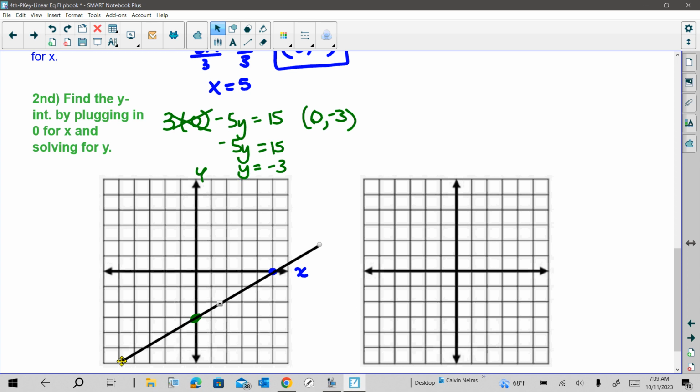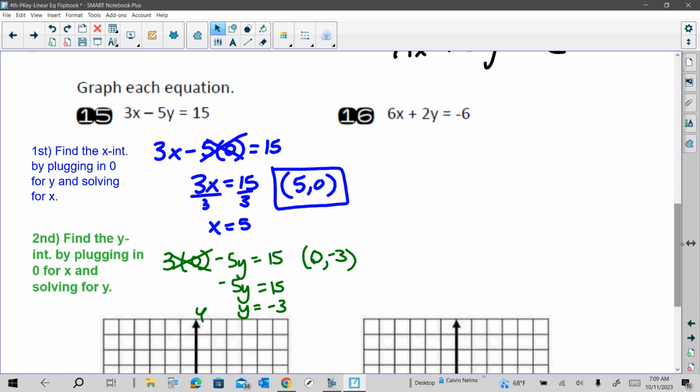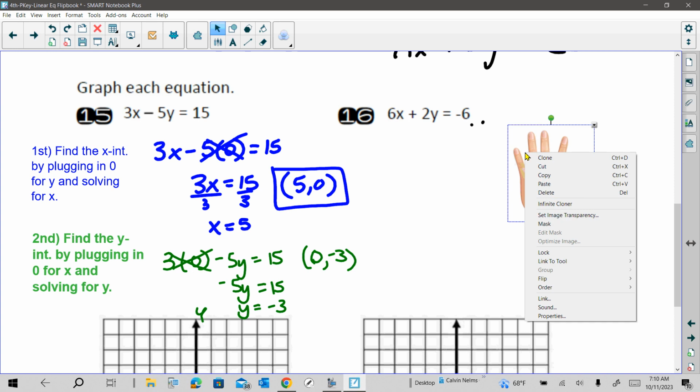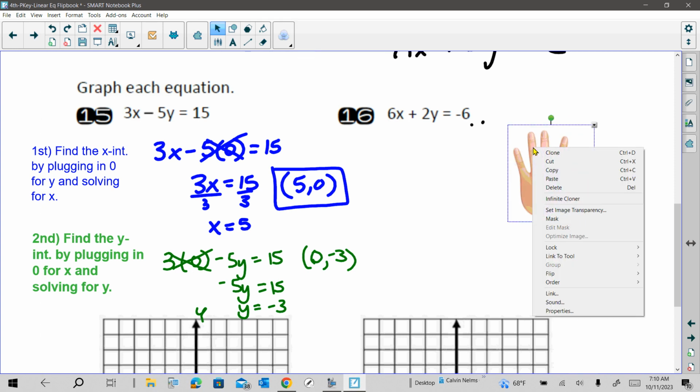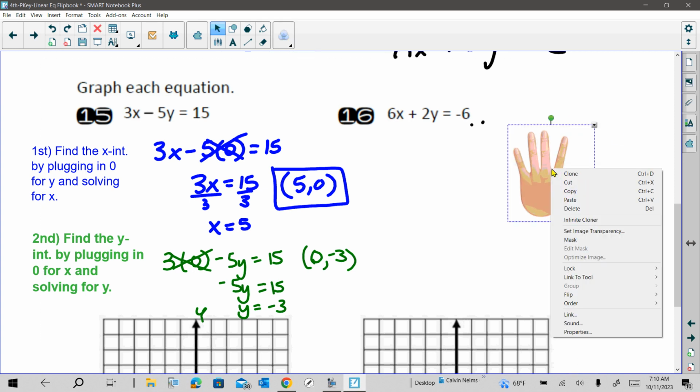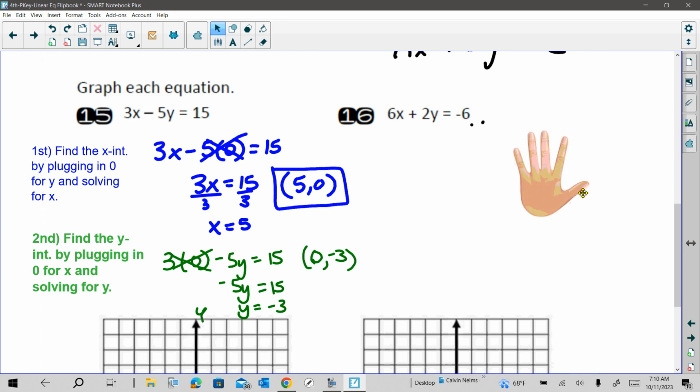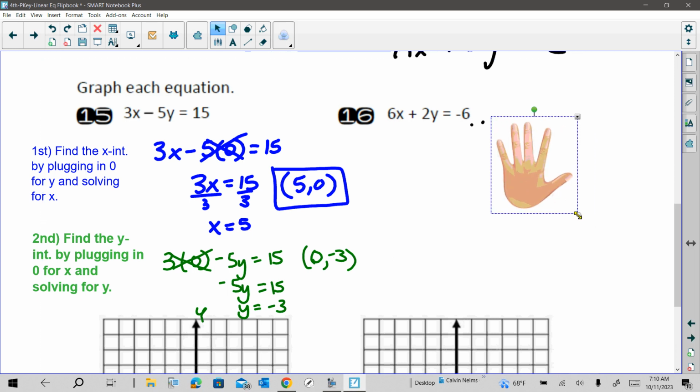Okay, so there is a shortcut which you could do to help you find the x and y intercept. Another way is thinking of it like this. Let me get this little hand. I'm trying to make it smaller. I'm sorry about this. And there it goes. There we go.